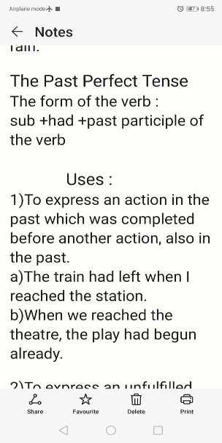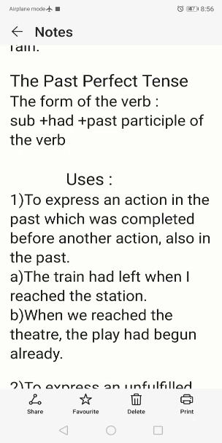So subject, I had, we had, you had, they had, he, she had, plus past participle of the verb, that is the third form of the verb. Write, written, read, read, come, came, come, sing, sang, sung. So sung is the third form. So, different uses of past perfect tense.